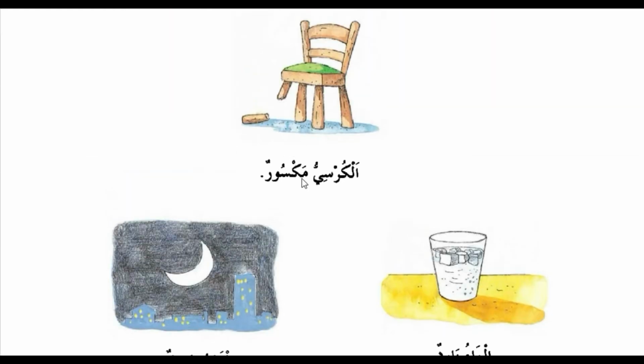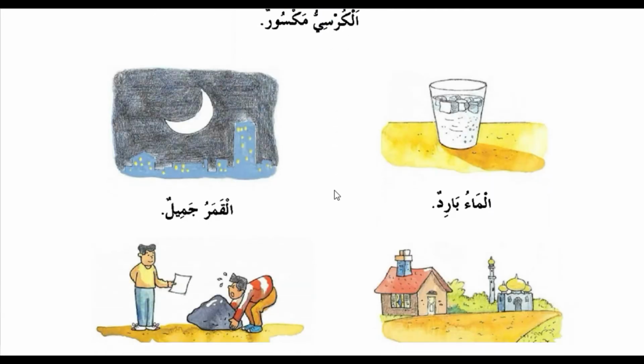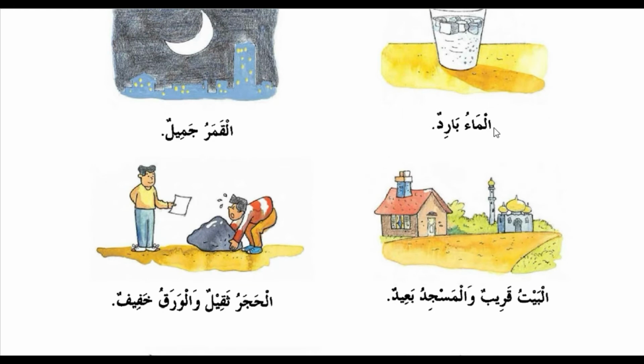الكرسي مكسور, the chair is broken. الماء بارد, the water is cold. القمر جميل, the moon is beautiful. البيت قريب, the house is close. والمسجد بعيد, and the mosque is far away.